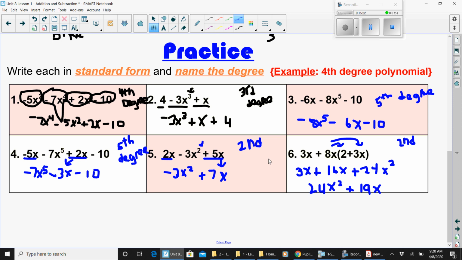And then I do distributive property for number 6 first. You always have to get rid of those parentheses first. And you do 8x times 2, which is 16x. And then you get 8x times 3x, and you get 24x squared. And that means this is a second degree polynomial. And I combine the 3x plus 16x, and that's 19x. And I rearranged, I put the 24x squared first because it has to be in standard form.